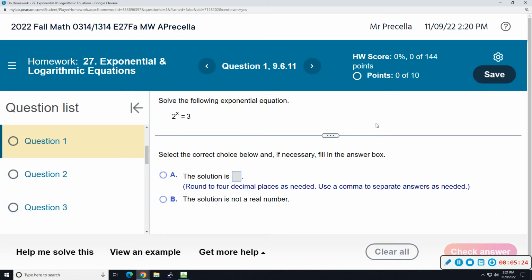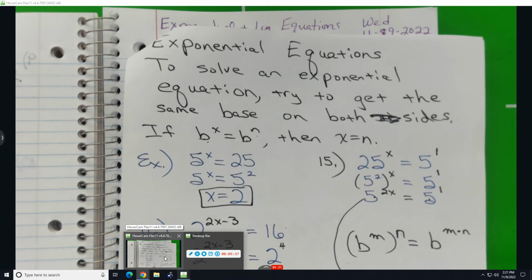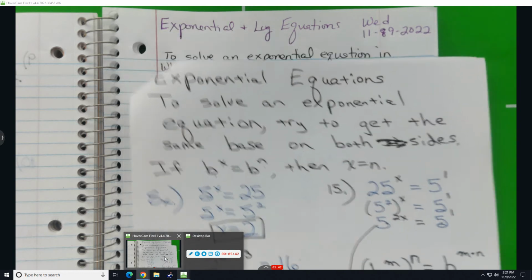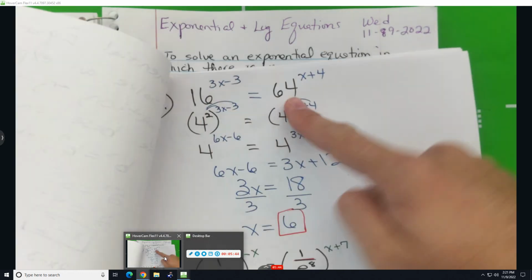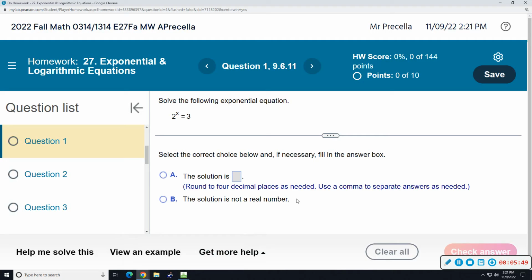Notice how that problem, it's not like the ones that we were doing a week ago today. There's no way you're going to get a common base. There's a 2 and a 3. It's not like a 5 and a 25, or a 2 and a 16, or a 16 and 64. There's no common base. No way you can rewrite 3 as 2 to a power. So this is problem 1. Solve 2 to the x equals 3.